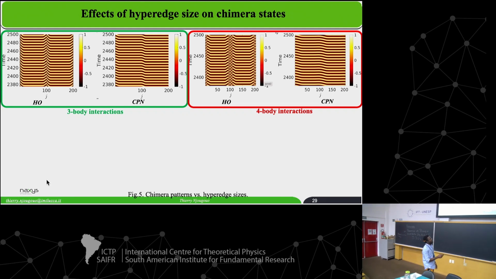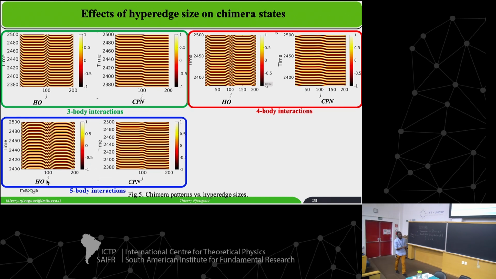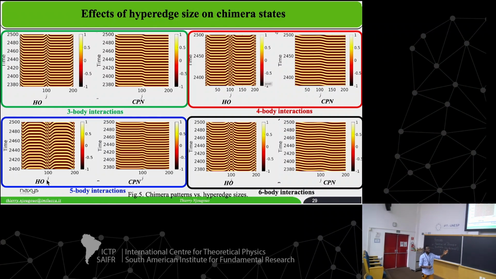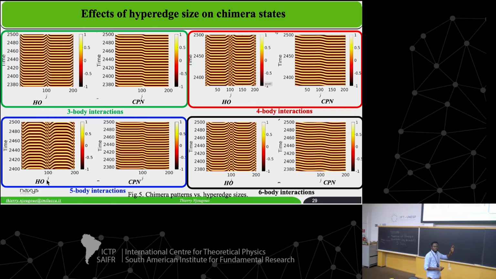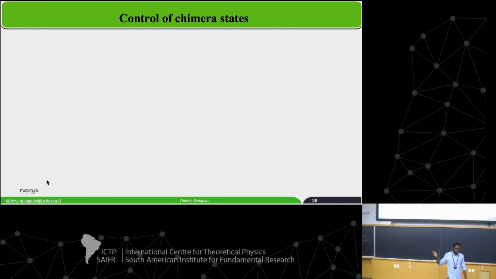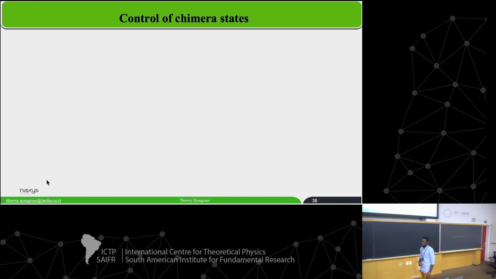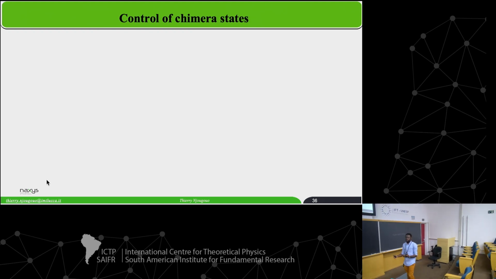And then if we switch to 4-body interaction, we obtain a chimera in the case of our higher order. Here we obtain a chimera with 5-body. With 6-body, we obtain a chimera. But in every case, it's not possible to reach a chimera state with pairwise interaction. And that's why we think that this was a contribution for us. So a chimera state, we could obtain it using pure higher order interaction.